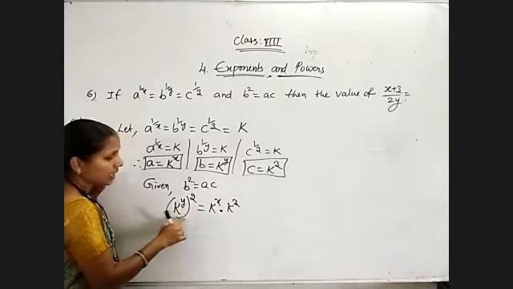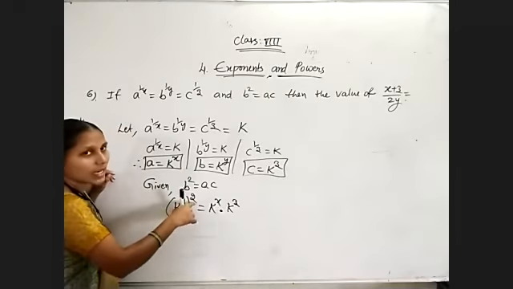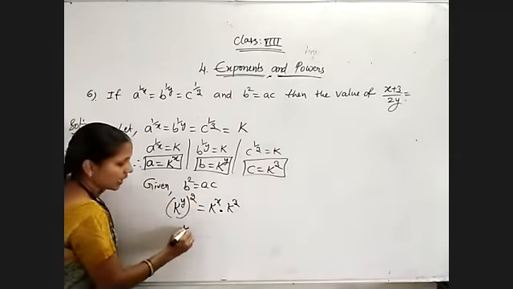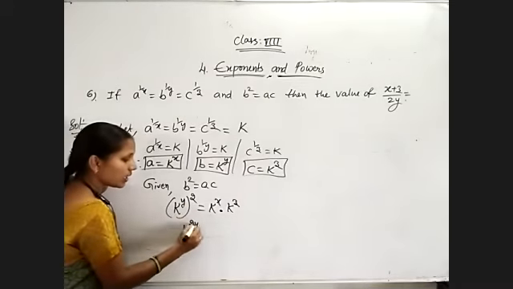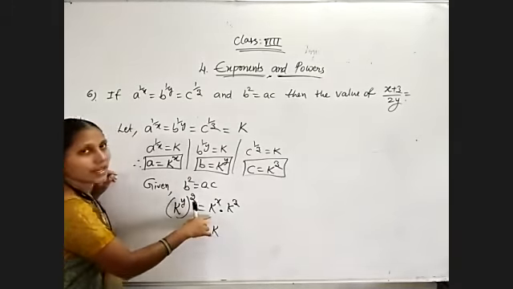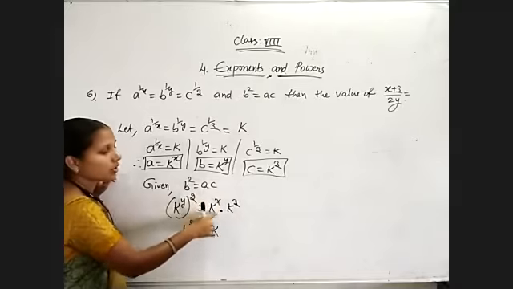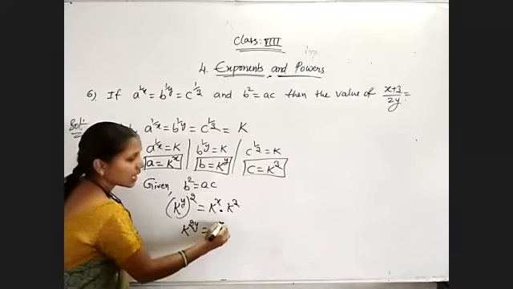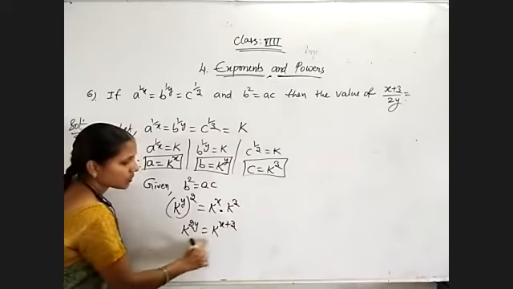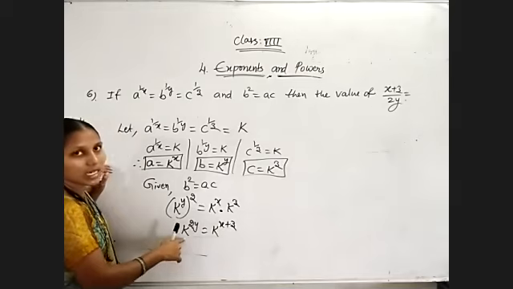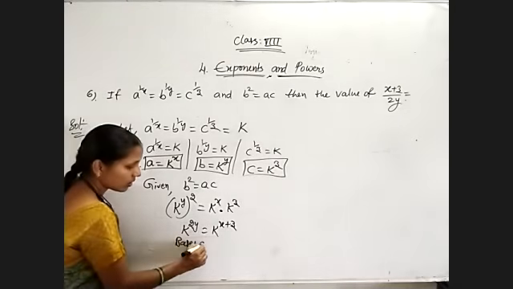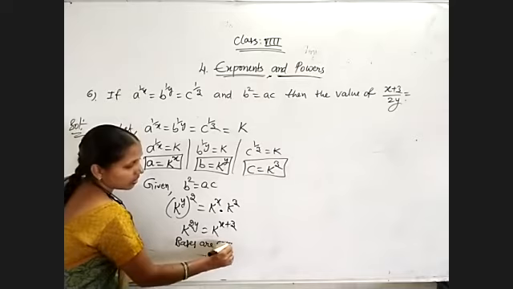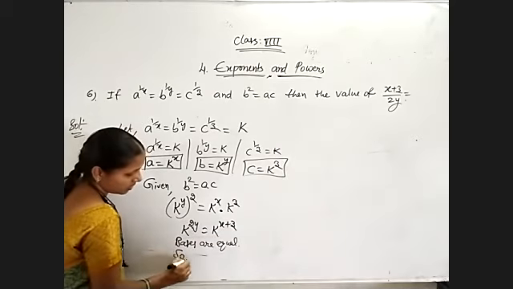So on the left side we have (a power m) whole power n, exponent to exponent. We will get k to the power of m into n, that is 2 into y, 2y, is equal to, on the right side we have a power m into a power n, a to the power of m plus n, that is x plus z. Observe the bases on both sides, both are k. So bases are equal, exponents are also equal.